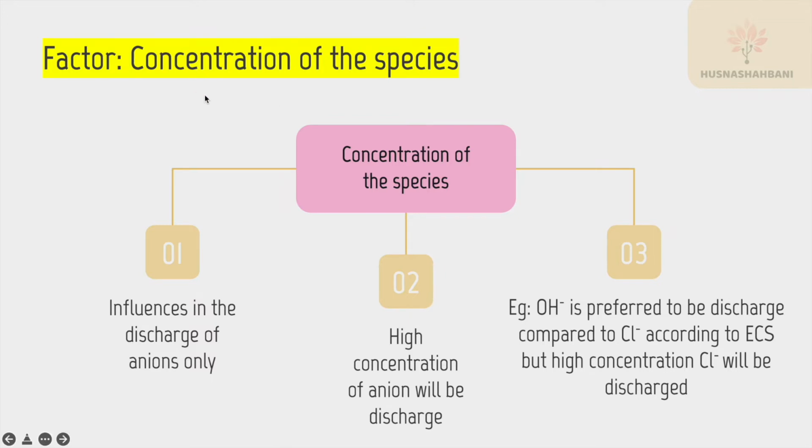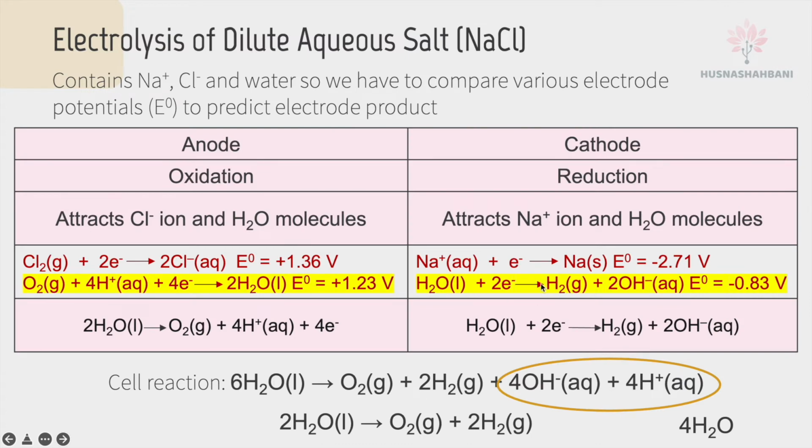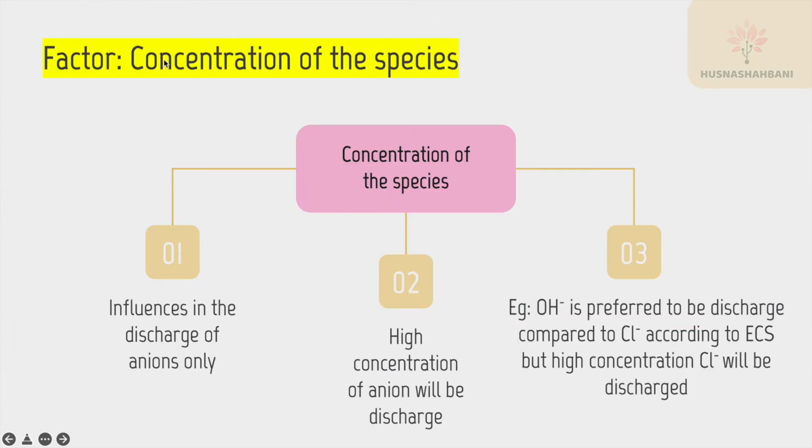If the concentration of anion is high, ignore comparison of electrode potential. This one, dilute, we have to take into account the electrode potential. For here, more negative at the anode, here more positive at the cathode. That's for dilute. But if it is high concentration, especially for anion, you ignore the electrode potential value and choose the one which has high concentration. That will be produced at the anode or cathode.